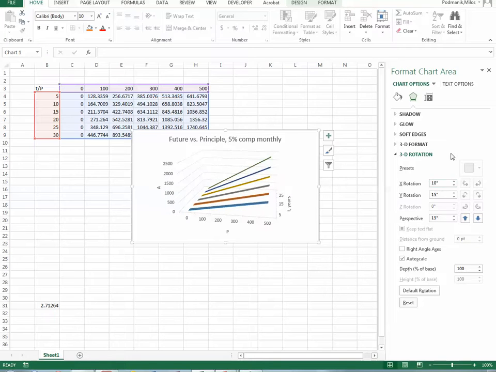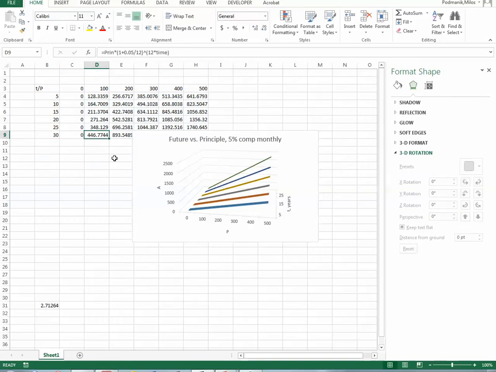So how we could summarize this, we could say that for each different fixed time period, the relationship between future value and present value is linear, and the slope represents how many dollars of future value you get for every dollar of present value. So up here, if you invest for 30 years at 5% compounded monthly, an investment of $100 will yield you $446.77, which is the same as saying that'll be $4.47 for every 100 that you invest.